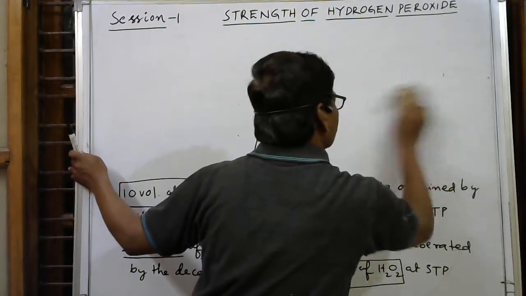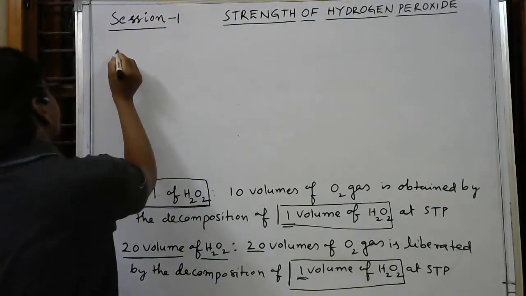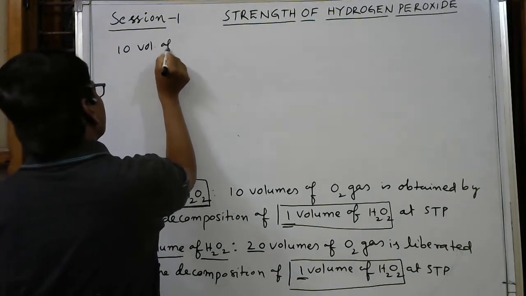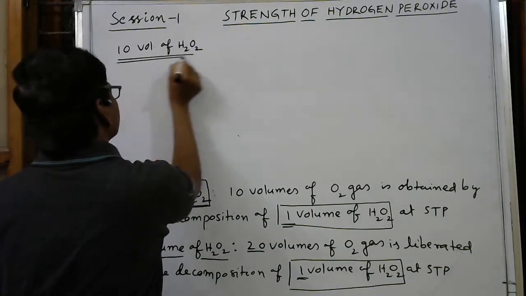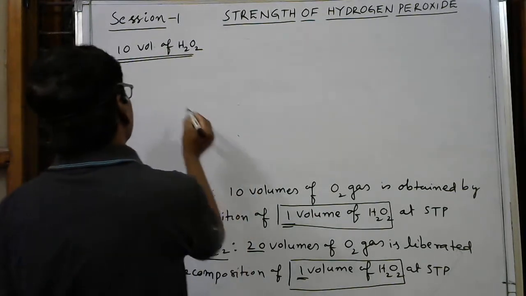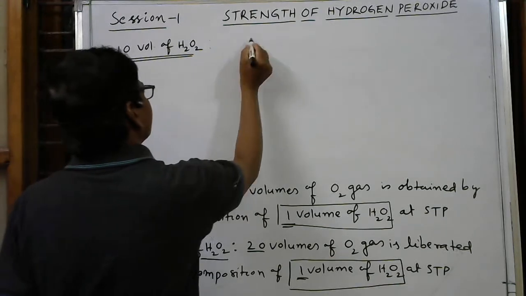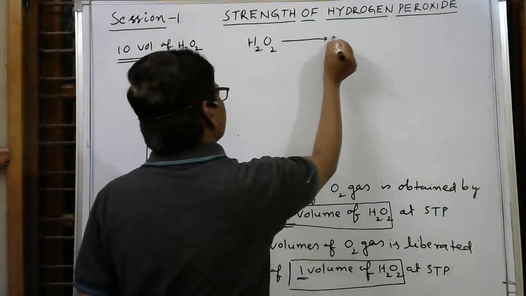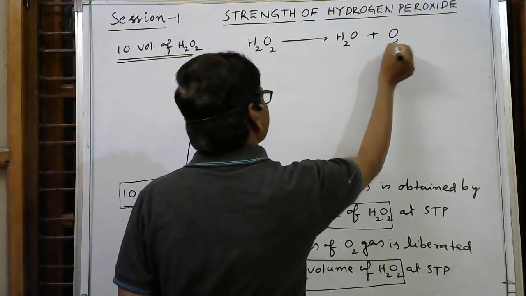Now I am going to calculate 10 volumes hydrogen peroxide. Here, 10 volumes of H2O2. For this, I am doing calculations by using a reaction. What reaction am I writing for this? You have to write the decomposition reaction. Here I am writing H2O2, which when it decomposes produces water along with O2 gas.